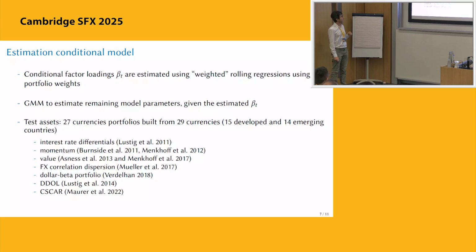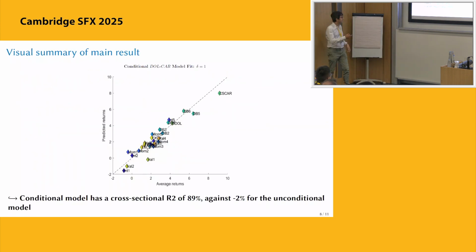As test assets, the authors used currency portfolios that are formed originally from 29 currencies, more or less split in developed and emerging currencies. And these are classic portfolios, starting from the classic interest rate sorted portfolio of Lustig et al. But then you have also momentum, value, FX correlation dispersion, dollar beta, plus two factors, the DOL and the CS carry.